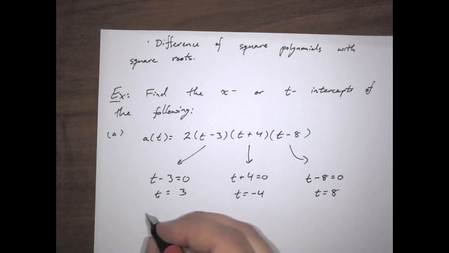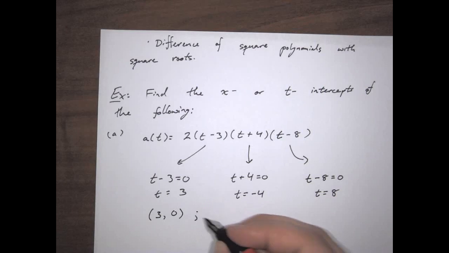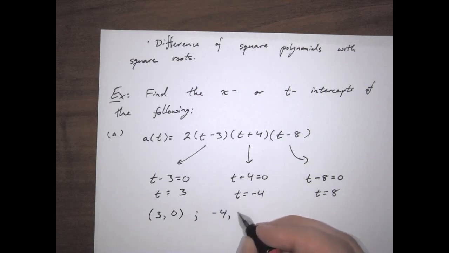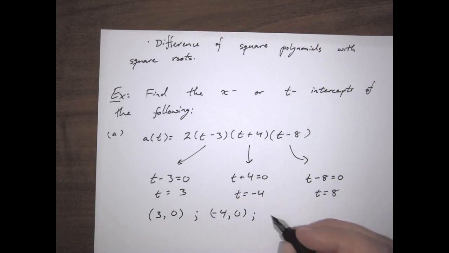So those each give us the intercepts (3, 0), (negative 4, 0), and then (8, 0). Sorry, these are t-intercepts, not x-intercepts. Not that it matters in the final answer.